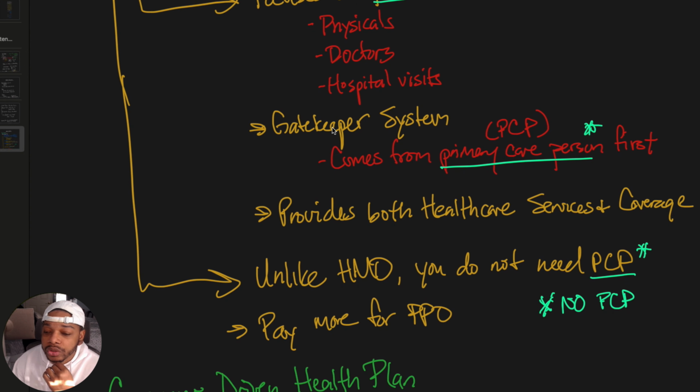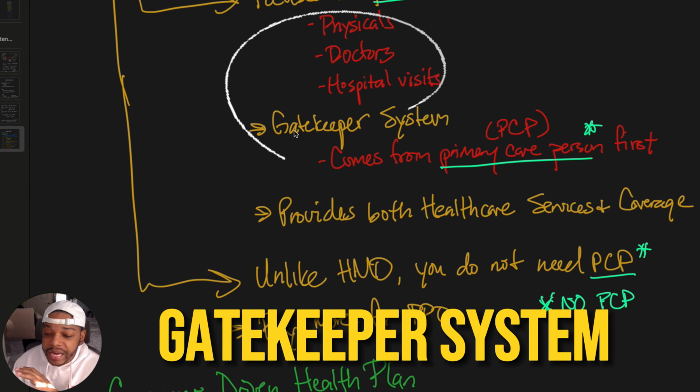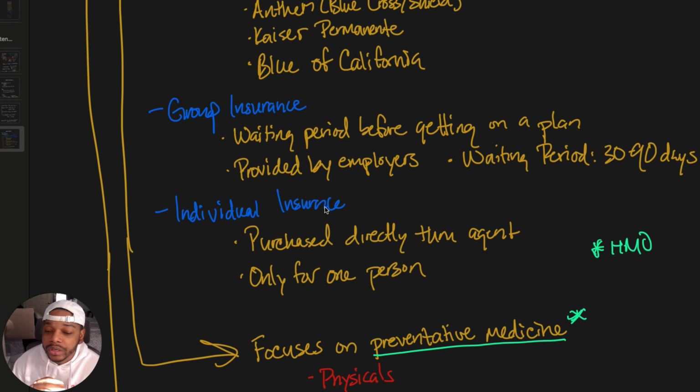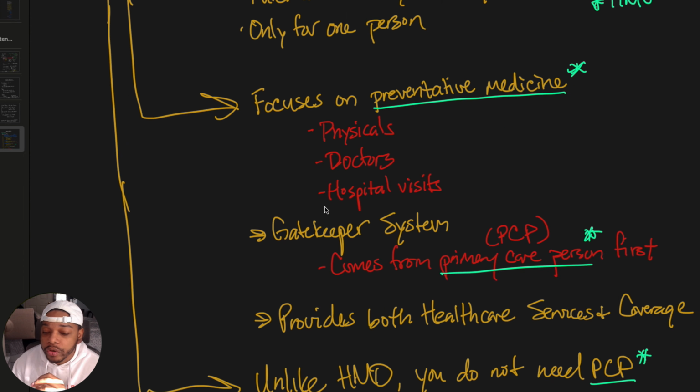Now, when it comes to the HMO side, there's a gatekeeper system, which means that it comes from your primary care first, all right? And then next, it honestly provides both healthcare services and coverage, all right? So these are the major differences between the HMO and the PPO, if you're curious, okay?